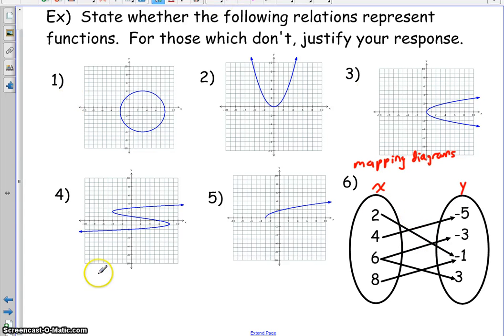So with that in mind, I want you to take a look at these 6 relations right here, and quickly just jot down whether you think they're functions or not. Try that on your own and pause the video. When you're ready to go through the answers together, push play and we'll go through them together.